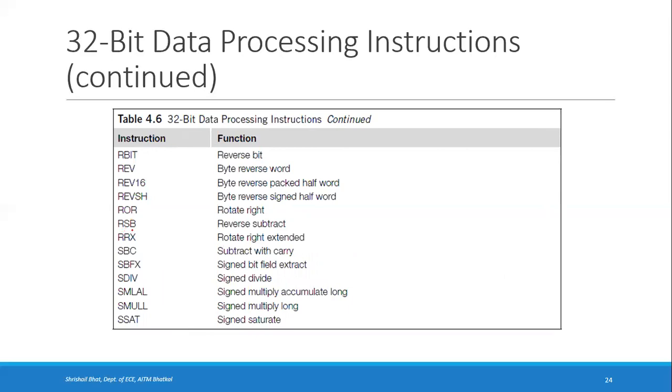Reverse subtract means, if two registers are there, R0 and R1, and you write subtract R0, R0, R1, then R0 minus R1 will be subtracted and the result will be stored in R0. In reverse subtract, R1 minus R0 will be subtracted. The order will be changed, that's all. RRX is rotate right extended, that means rotate right with carry, similar to that. SBC is subtract with carry.